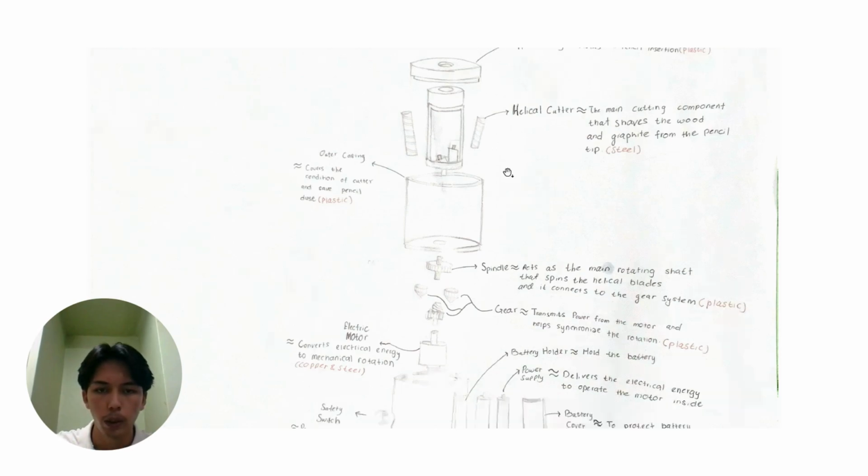And the fourth one, spindle. So it acts as the main rotating shaft that spins the helical blades, and it connects to the gear system, and it is made from plastic too.